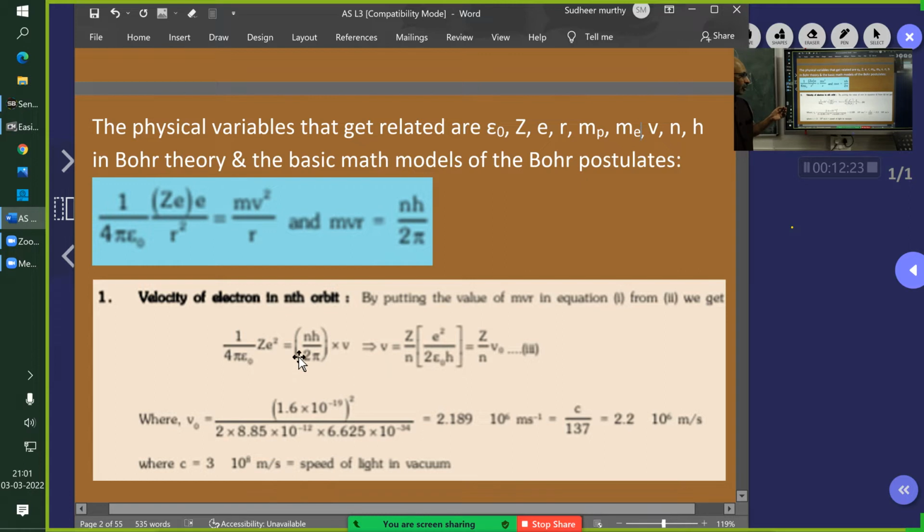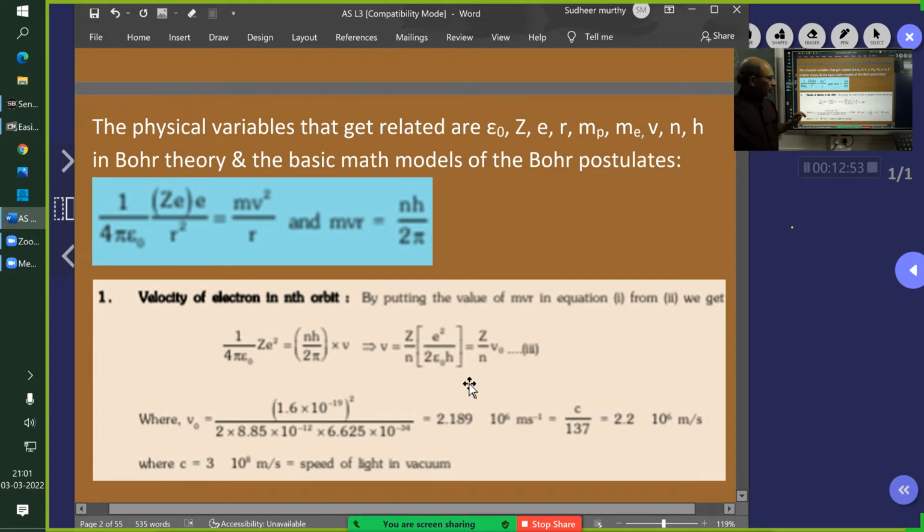So just substitute that and filter out v from this, and we are going to get this format of the equation. V is equal to z by n bracketed E square by 2 epsilon naught h, bracket complete, that's equal to, in short, z by n into v naught. Now this is important. Have you done this sort of equation modeling?